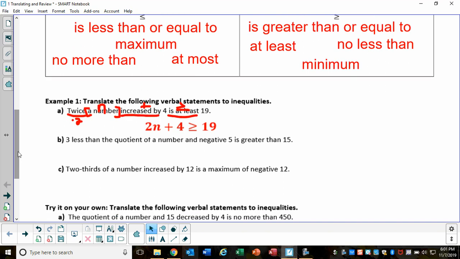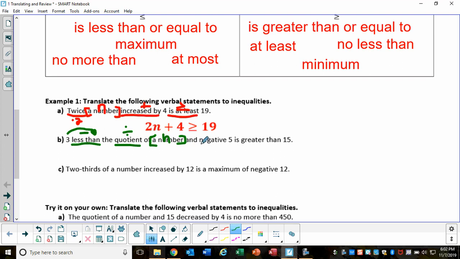Let's try B. Okay, and I'll use a different color this time. "3 less than" means subtraction, but it's also my turnaround word. So 3 should be in the back over here. Okay. The quotient means to divide, of a number. A number is going to be my variable. I think I used n, I can't remember.